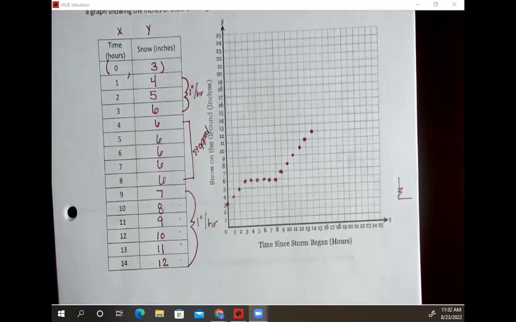But generally we get consistent precipitation. Okay? So I could have at some point 3.5 inches of snow. Would that be reasonable? Sure. 4.12 inches of snow at some point? Sure.